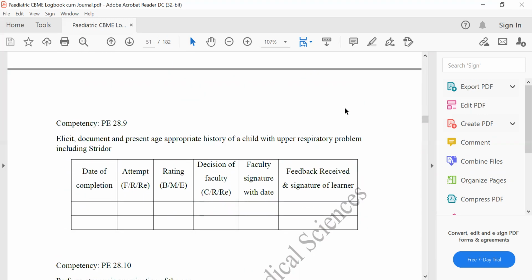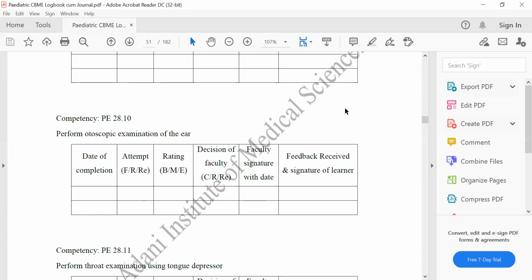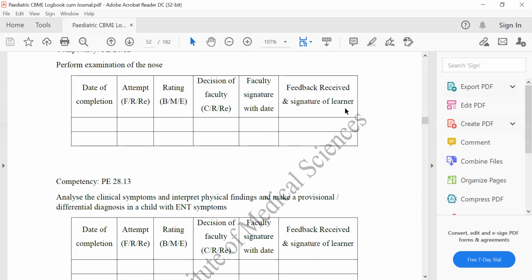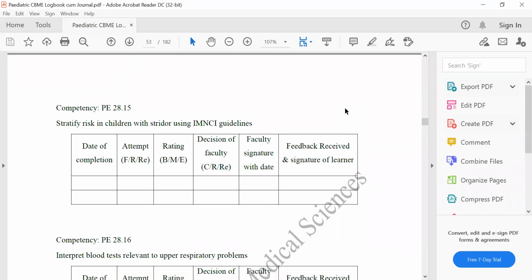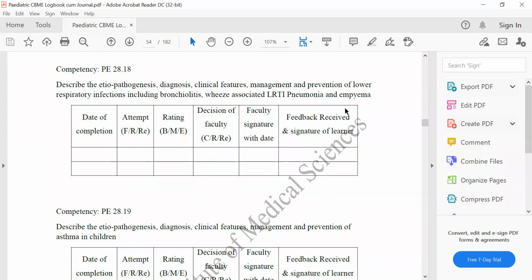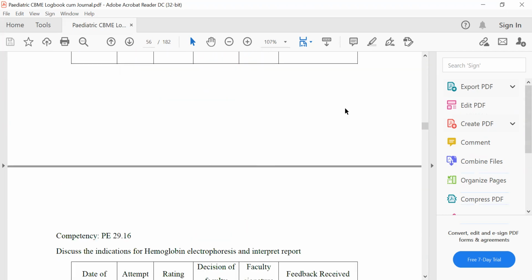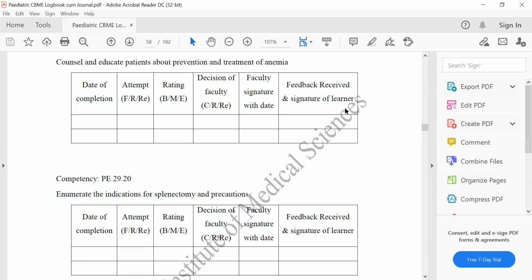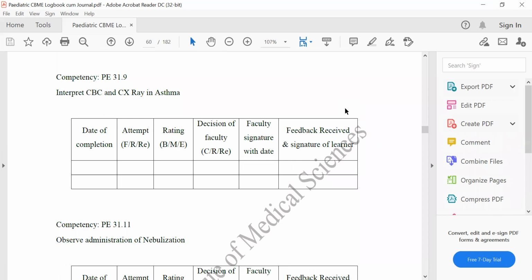Now these are some competencies about the respiratory system. Perform the otoscopic examination of the ear, throat examination, and examination of the nose. All these are competencies about the upper respiratory tract. Now these are according to IMNCI. So I am scrolling down through all these. The more complex competencies I have put into part 2. In part 1, just some simple ones.